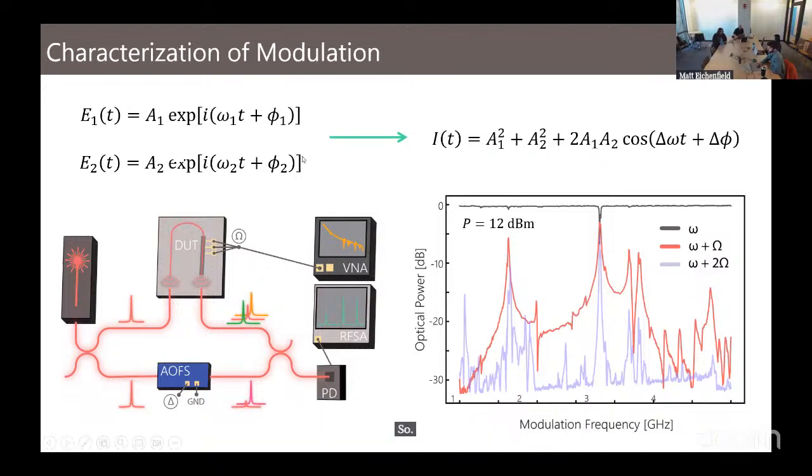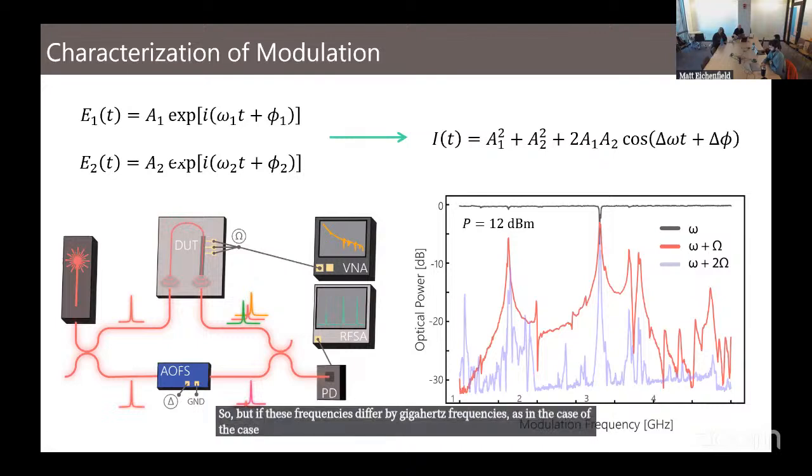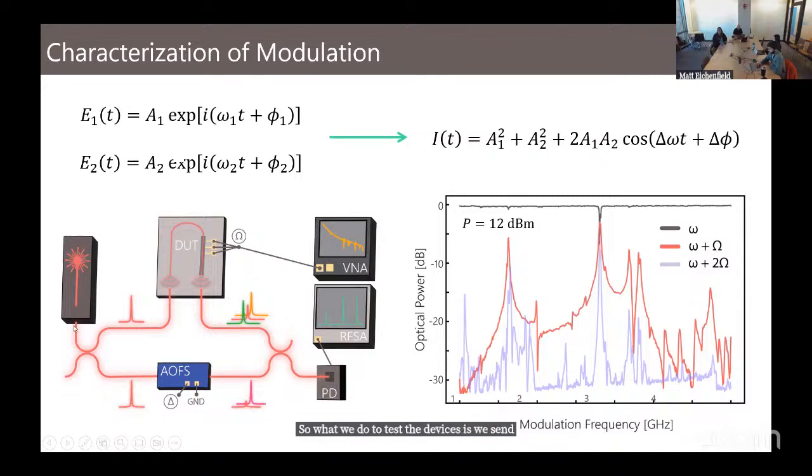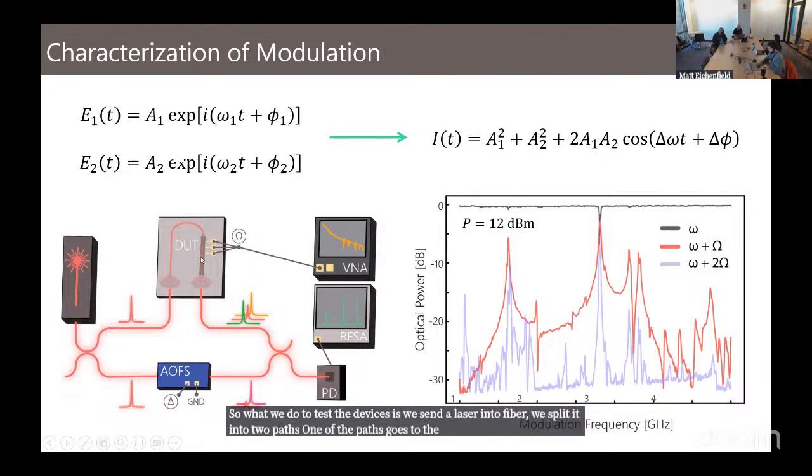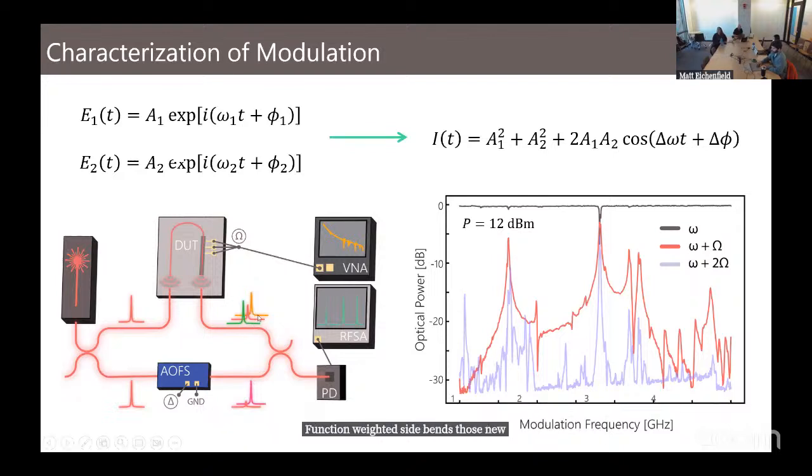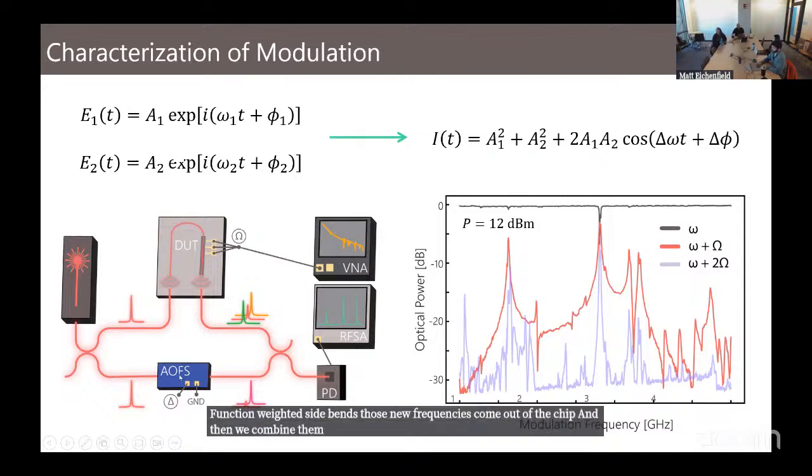But if these frequencies differ by gigahertz, as in the case of this device, then you can actually buy a photodetector that can measure the strength of the signal at this difference frequency. So to test the device, we send a laser into fiber and split it into two paths. One path goes to the chip, where it gets sinusoidally phase modulated, as I've discussed, which creates all of these new frequencies at the Bessel function weighted sidebands. Those new frequencies come out of the chip, and we combine them with the light that never went into the chip at the photodetector and create a bunch of these difference frequency signals, which we can measure with some electronic equipment.